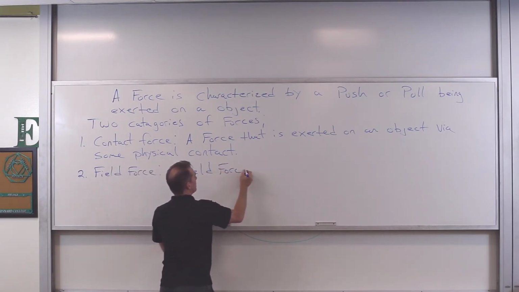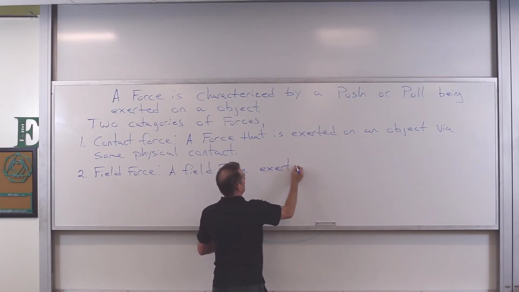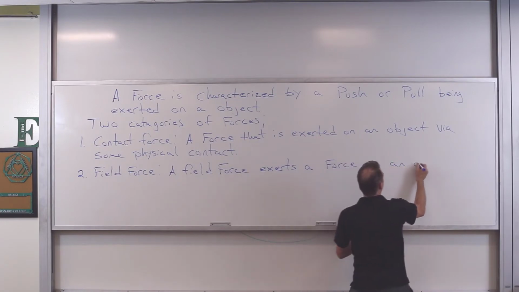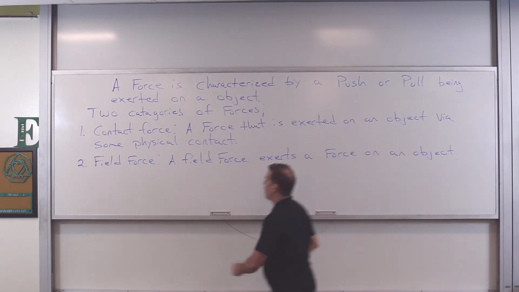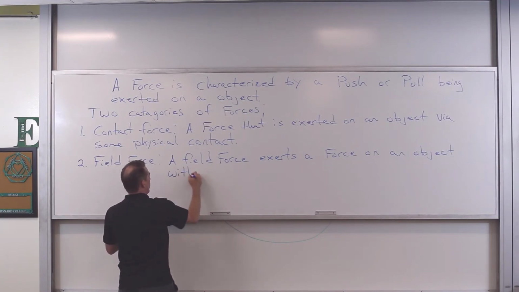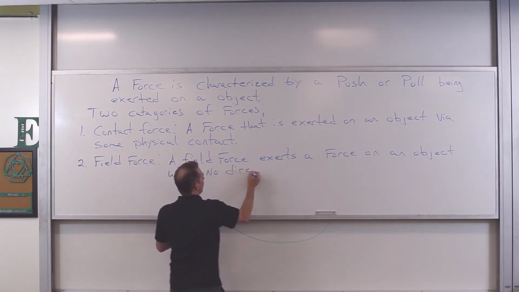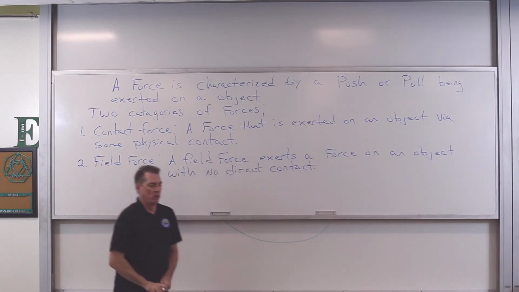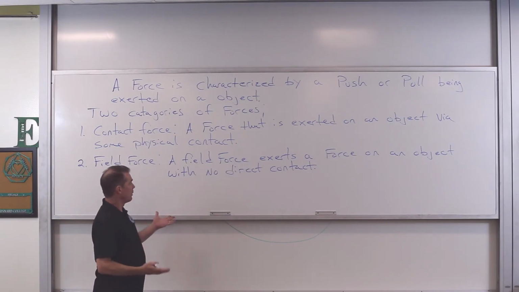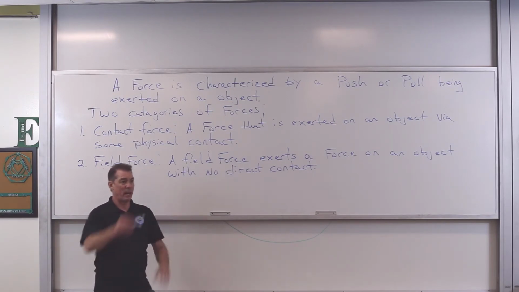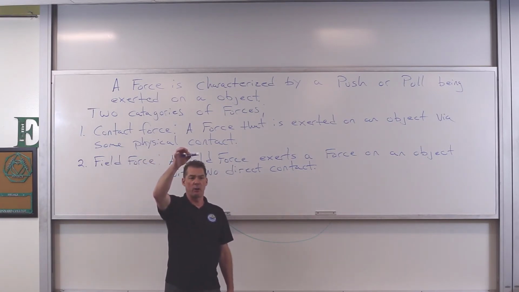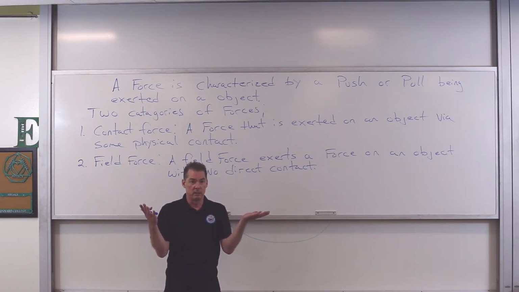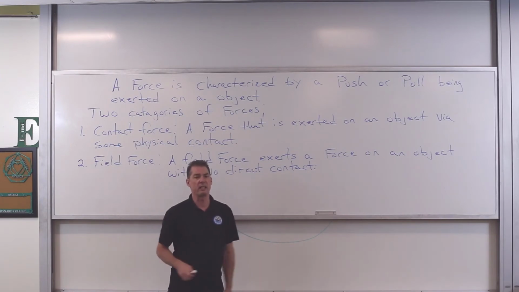Field force exerts a force on an object with no direct contact. So what's an example of this? One example would be, what happens if I let go of this pen? If I let go of it, it's like something's pulling it down to the ground. I didn't see anything touching it, but something's pulling it down, changing its state, exerting a force on it.